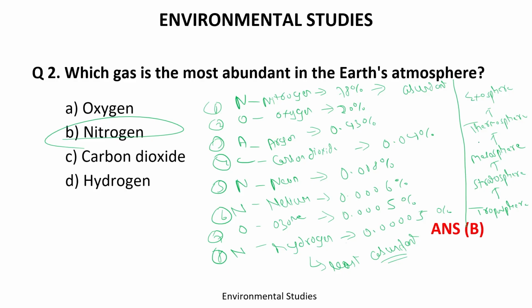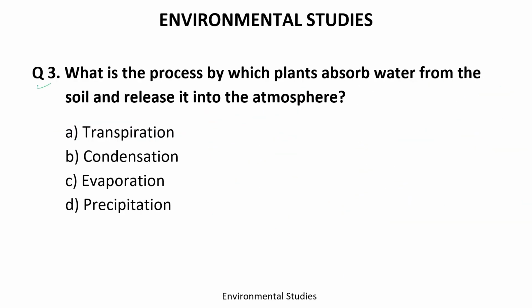Let's move forward. The third question: what is the process by which plants absorb water from the soil and release it into the atmosphere? Transpiration, condensation, evaporation, or precipitation? You have 30 seconds to think and answer.